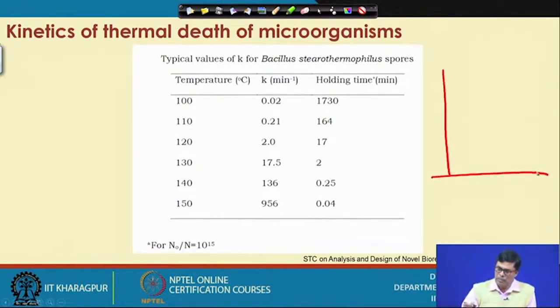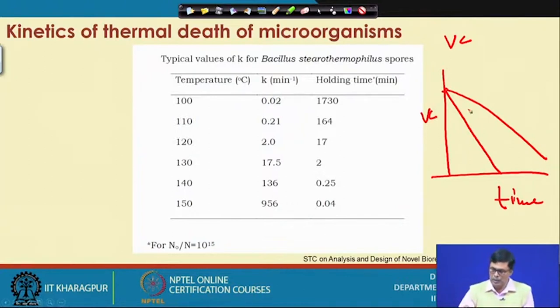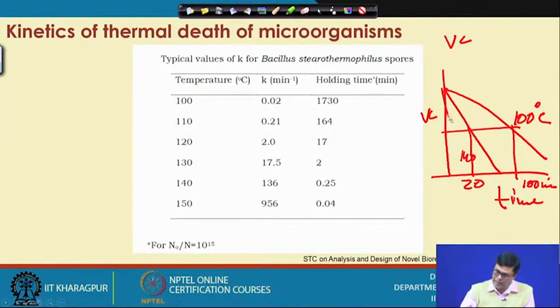Now I can give an example. Suppose in a media you have some nutrients at some concentration. Let us assume the volume of the media is V, and the quantity of the ingredients that we are talking about, let us assume the amino acid concentration. Obviously, this may depend on temperature. This is how the quality decreases with respect to temperature. Now suppose this is 100 degree centigrade, and this is maybe 140 degree centigrade. This might be for 100 minutes, and this might be for 20 minutes.